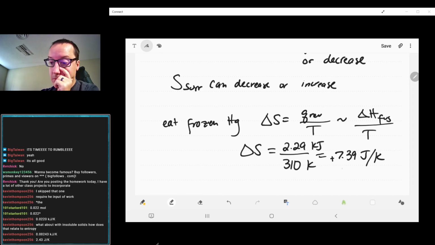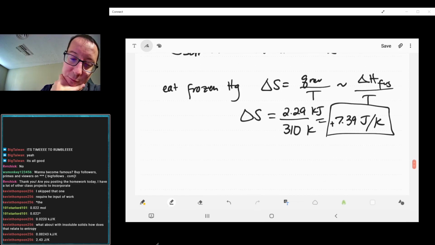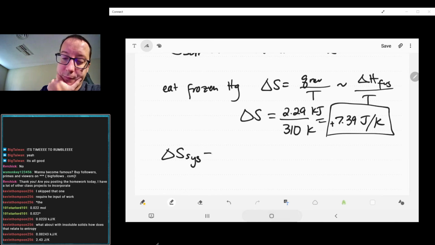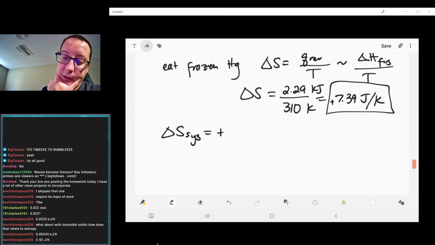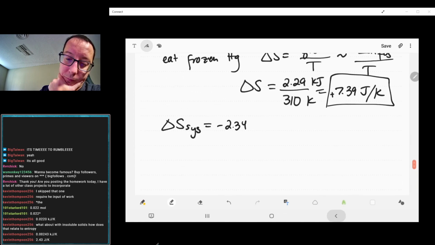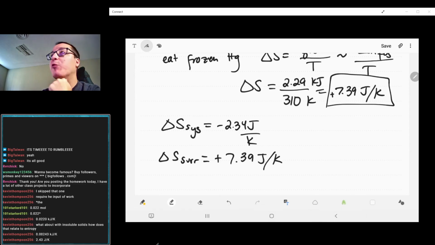So notice that the entropy change for making this process happen at a higher temperature is bigger, yeah? We saw that the change for the system was plus, or I'm sorry, it's negative because it's melting. But the change in the surroundings if we were to eat that delicious mercury ice is of course the opposite sign, but it's different magnitude.